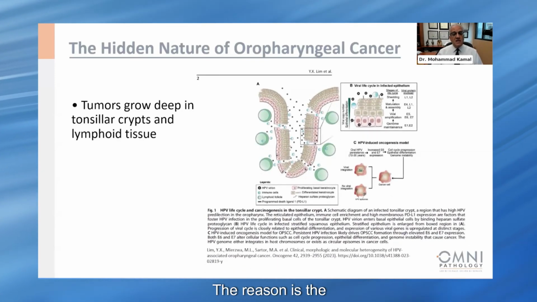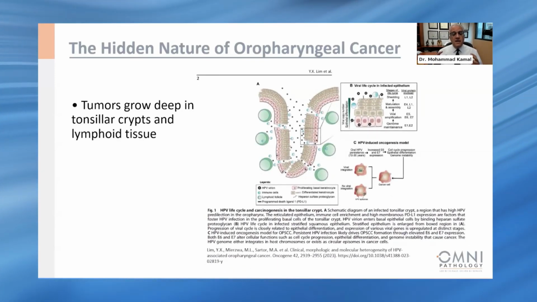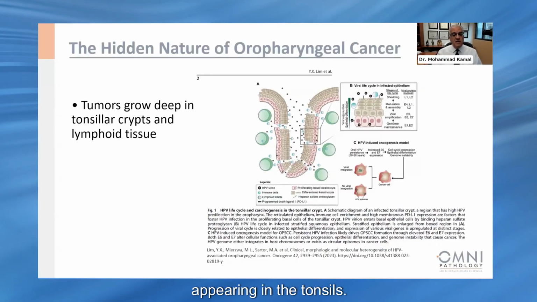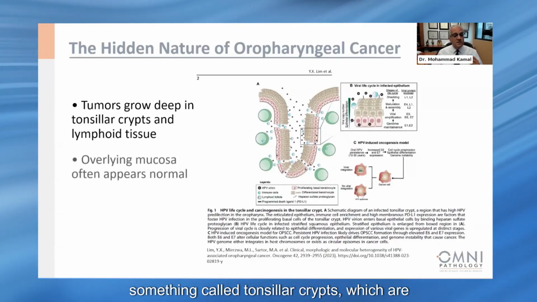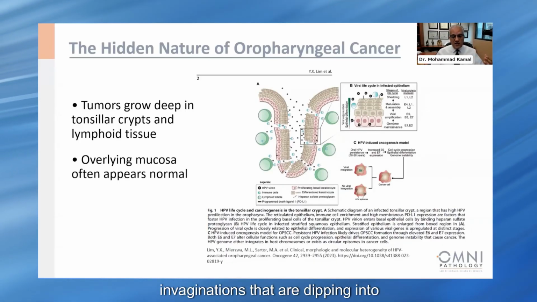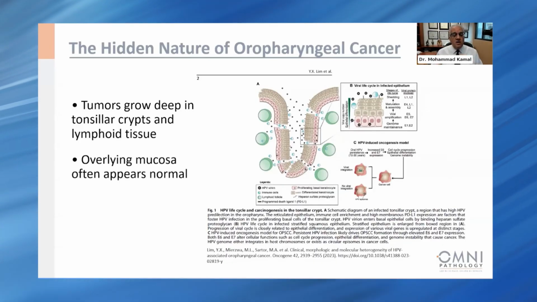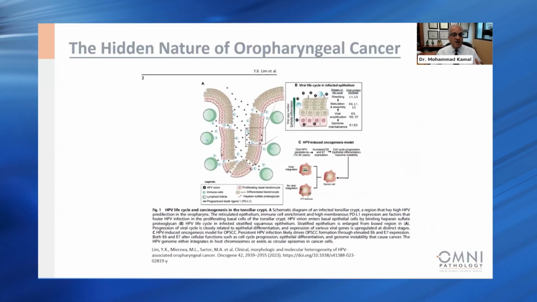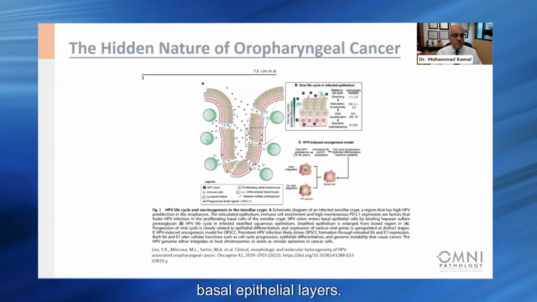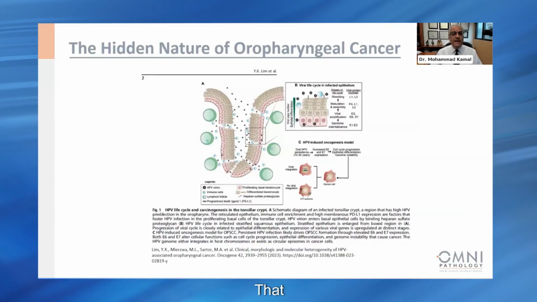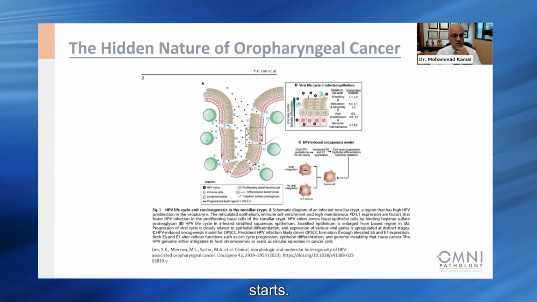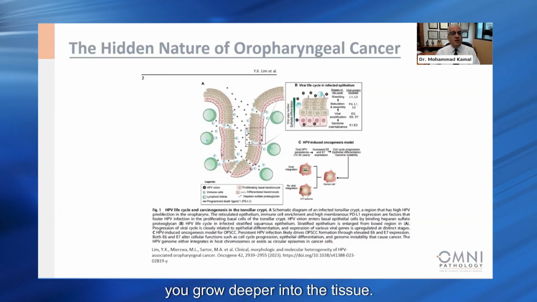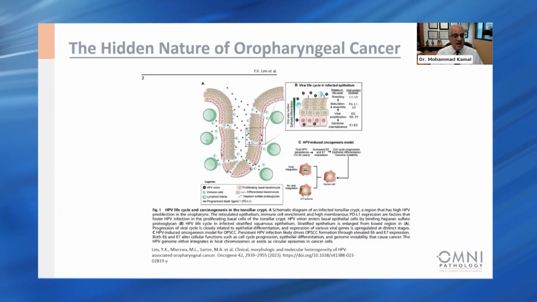The reason is the cancer is appearing in the tonsils. On the surface of the tonsils, there are something called tonsillar crypts, which are invaginations that are dipping into the deeper layers. And these invaginations provide access of the virus into the basal epithelial layers. That is where the proliferation and cancer development starts. And from there, you grow deeper into the tissue.